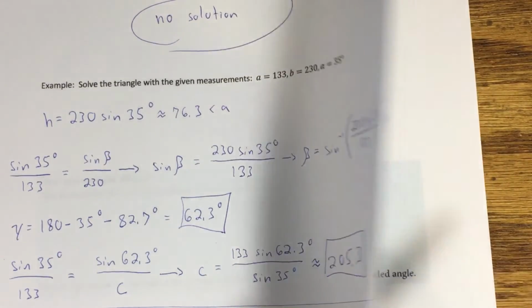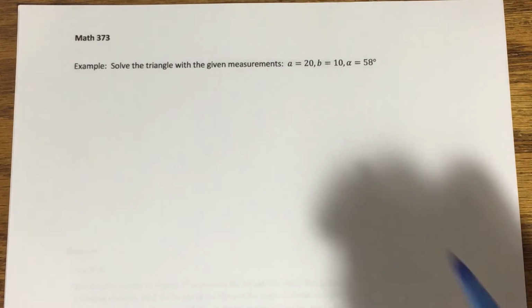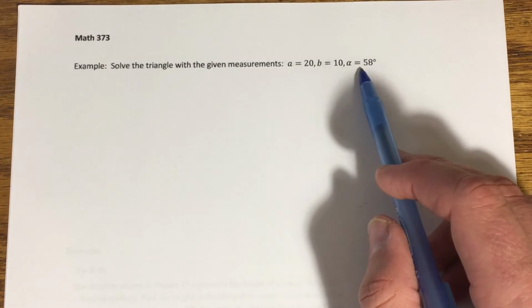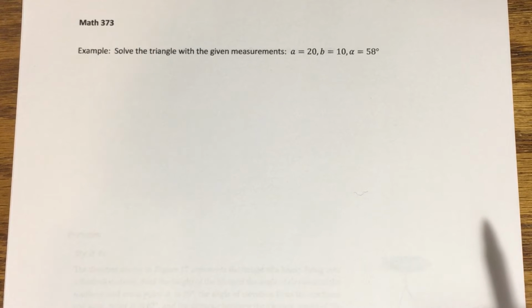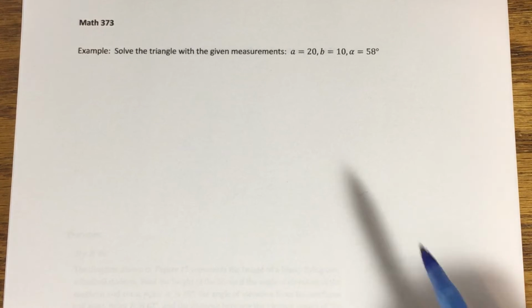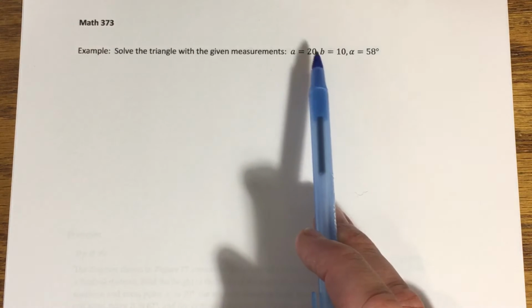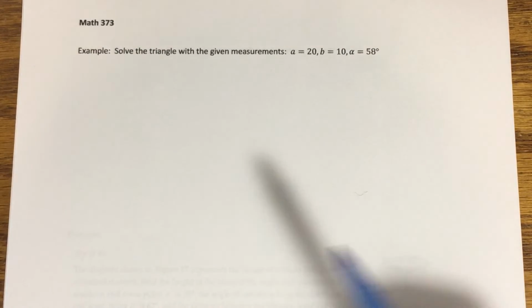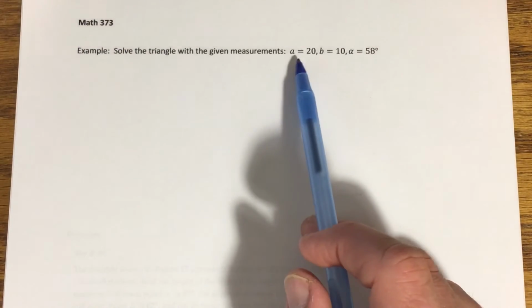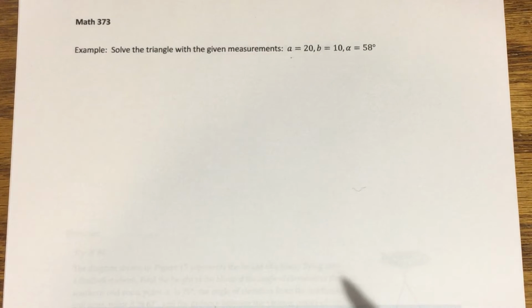Let's do one more example for the SSA case. Okay, now this time I want to solve a triangle that has the measurements a equals 20, b equals 10, alpha equals 58. In this case, I could compute h, but there's no need to, because this is the one case that we've encountered where a is actually larger than b. And that was the last case that we saw in the ambiguous case, so the last of those subcases. This will always guarantee one solution with no need to compare anything to h.